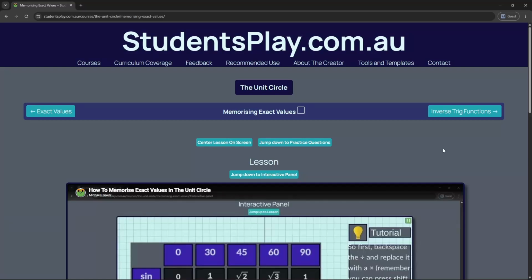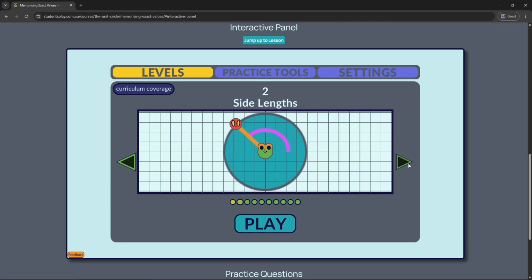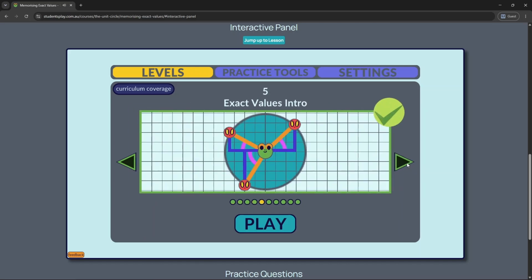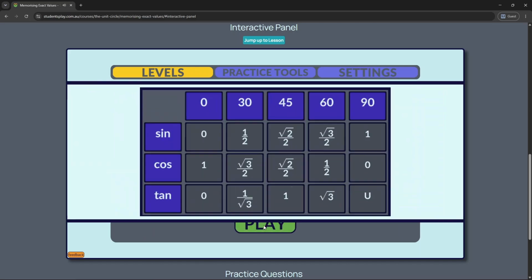This lesson is about memorizing exact values. Let's jump down to the interactive panel, go across to memorizing exact values and press play.